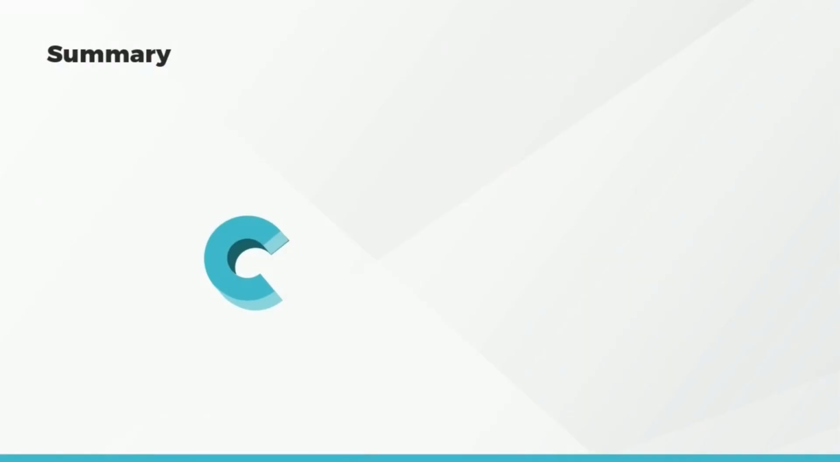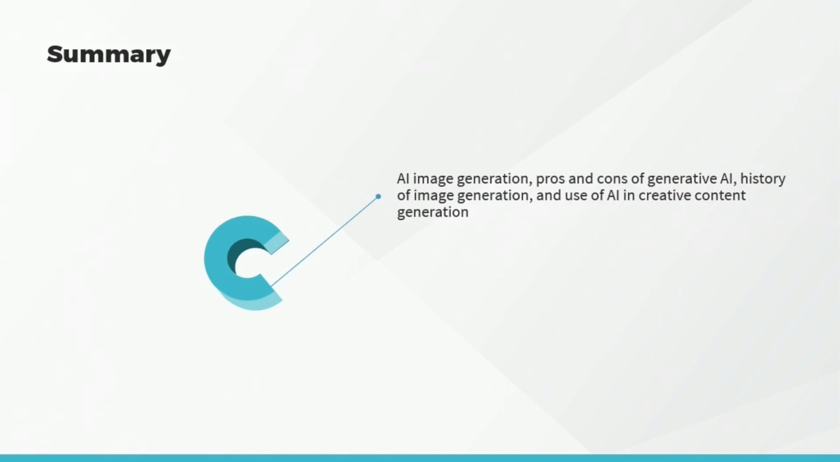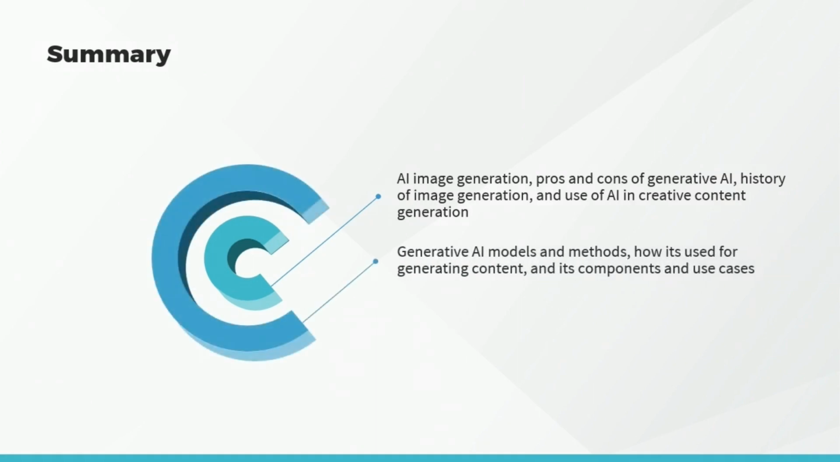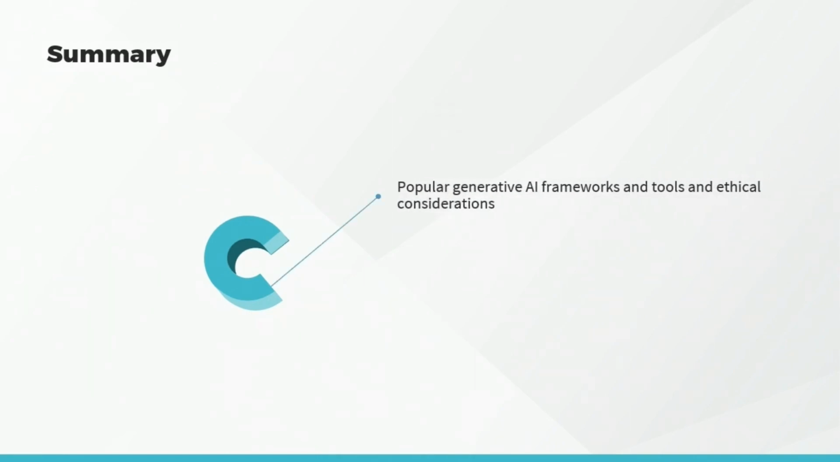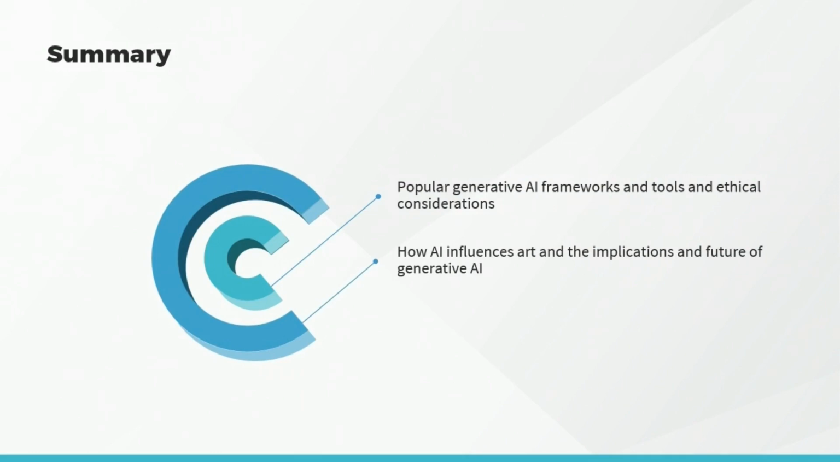So in this course, we've gained a comprehensive understanding of the fundamentals of AI-powered image generation. We did this by exploring AI image generation, pros and cons of generative AI, history of image generation, and the use of AI in creative content generation. Generative AI models and methods, how it's used for generating content, and its components and use cases. Popular generative AI frameworks and tools, ethical considerations, and how AI influences art, implications, and the future of generative AI.